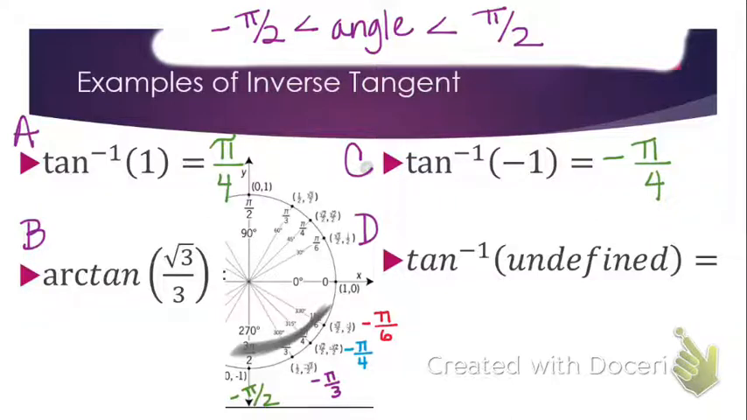Tangent is undefined. Let me go ahead and put that equal in my inequality at the top. Equal to. So angles between -pi/2 and +pi/2. Tangent is actually undefined at +pi/2 and also at -pi/2 because tangent is sine divided by cosine. So there's two answers.